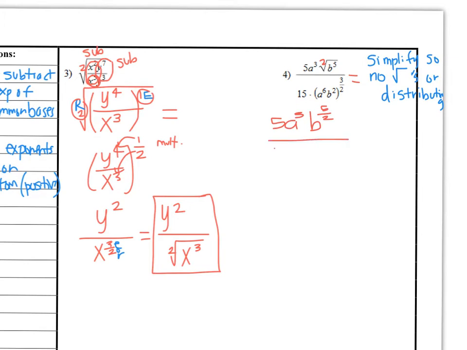Then on the bottom, our 15 can stay the same. We're going to distribute and multiply 3/2 by both of those exponents. And we end up with a to the 9th power. So we get a to the 9th and then b to the 3rd. Okay, so now once we have them all simplified, see how it's easier to see that we're going to do the constant terms, then the a's and then the b's separately. Okay, so 5 over 15 is going to reduce down to 1/3.